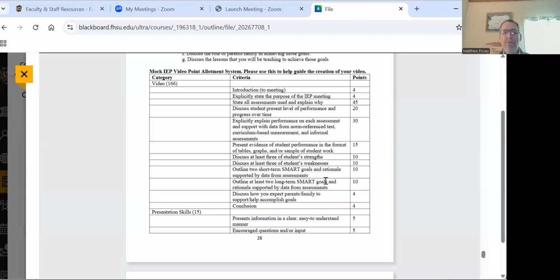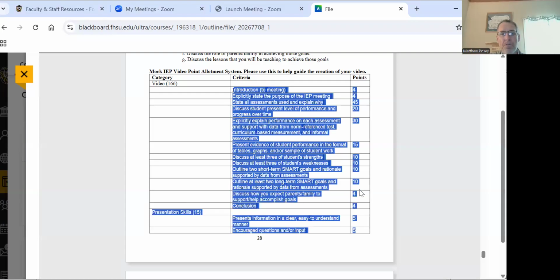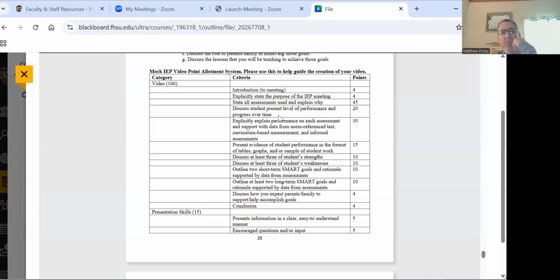This is something I often refer to to help guide you. I always tell everybody, you might want to print it out and have it in front of your computer as you're doing your mock IEP, and just follow it right down the line here. These are the things right here that we are looking for. I just highlighted it there.